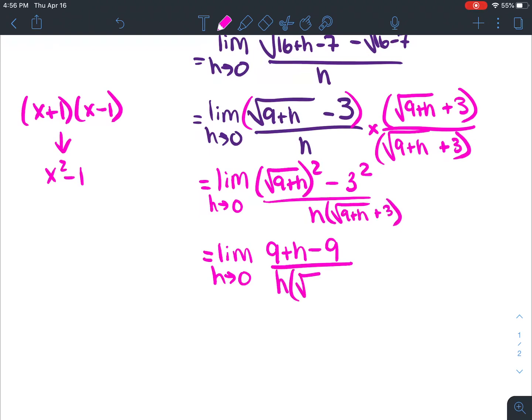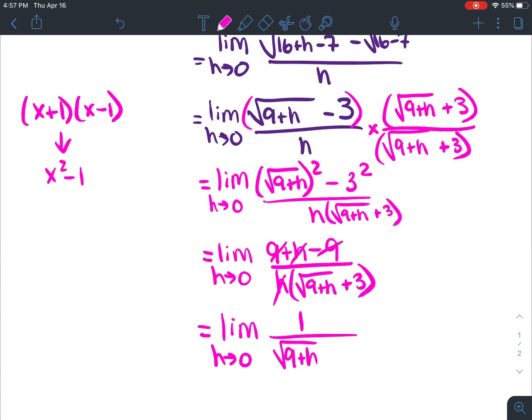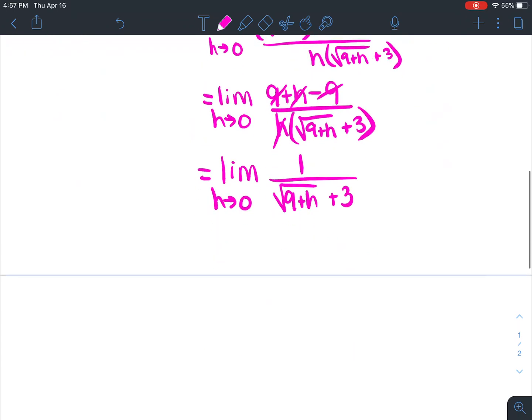So you have h times root 9 plus h plus 3. Okay, then the 9s are going to go away, 9 minus 9 is nothing, and the h's are actually going to cancel out as well. So we're just left with the limit as h goes to 0 of 1 over root 9 plus h plus 3. And then we can sub a 0 in for h, bringing us to 1 over 6. If h is 0, then root 9 is 3, plus 3. I'm so sorry, that was really fast.